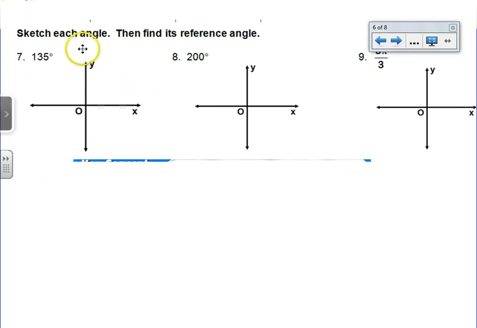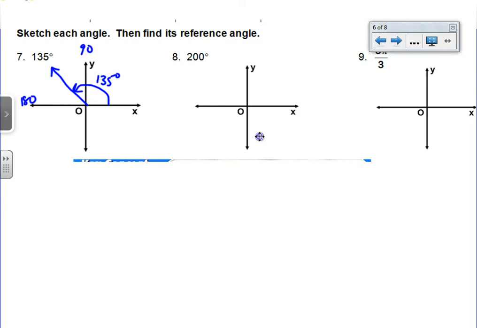If this is 0, and this is 90, and this is 180, where is 135 degrees? Quadrant 1, 2, 3, or 4? Quadrant 2. It's kind of like up here. So this guy from here to here is 135 degrees.